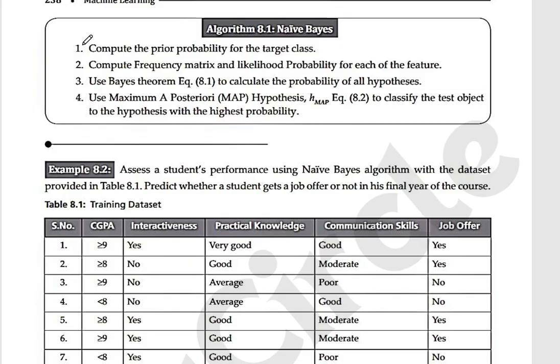Here is the theorem. The first step is compute the prior probability for the target class. Then the second step is compute frequency matrix and likelihood probability for each of the feature. Third step is use Bayes theorem to calculate the probability of all the hypotheses. Fourth step is use maximum a posteriori hypothesis to classify the test object to the hypothesis with the highest probability.